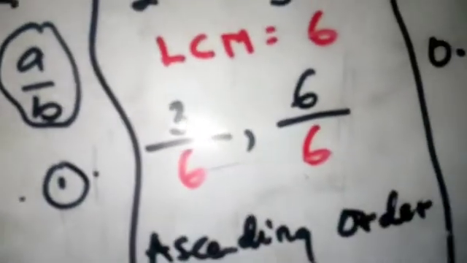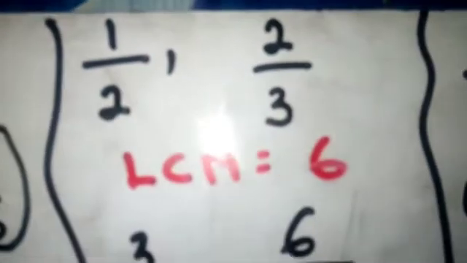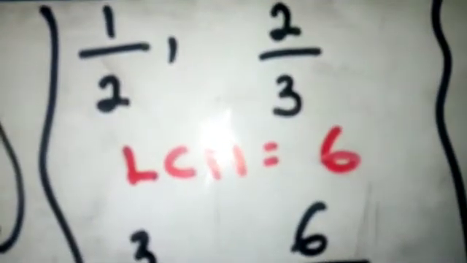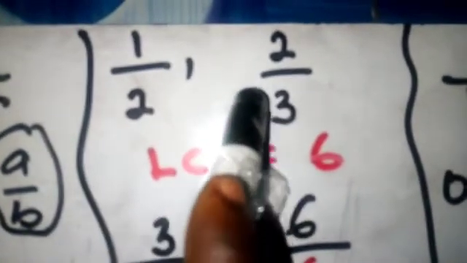So in a situation whereby the denominators are not the same, what do you do? Is that okay? The law says that you have to make sure that the denominators are the same, right? The denominators have to be what? The same. So here we are having 1 over 2, comma, 2 over 3.